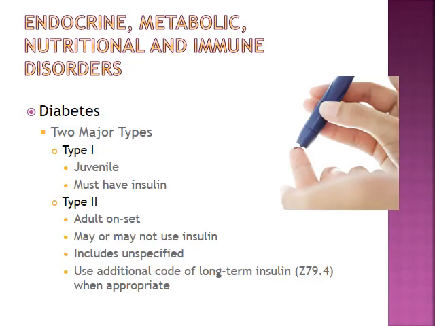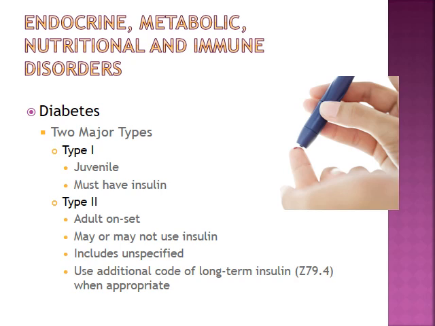When we think about endocrine, metabolic, and nutritional disorders, usually the first thing that comes to mind is diabetes. There are two major types of diabetes, type 1 and type 2. Type 1 diabetes is also referred to as juvenile diabetes. These patients require insulin to live. Type 2 diabetes is also referred to as adult onset diabetes, or AODM. This type of diabetes may or may not require the use of insulin.